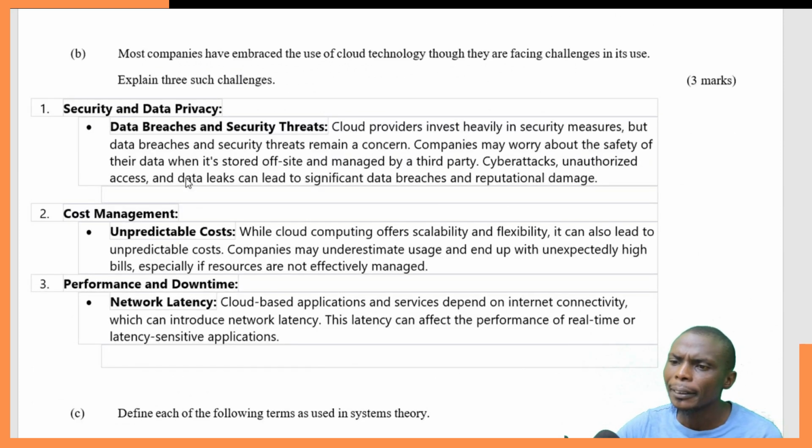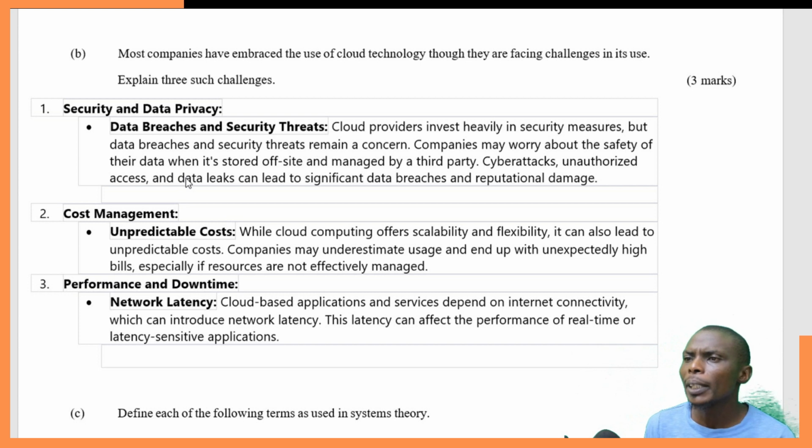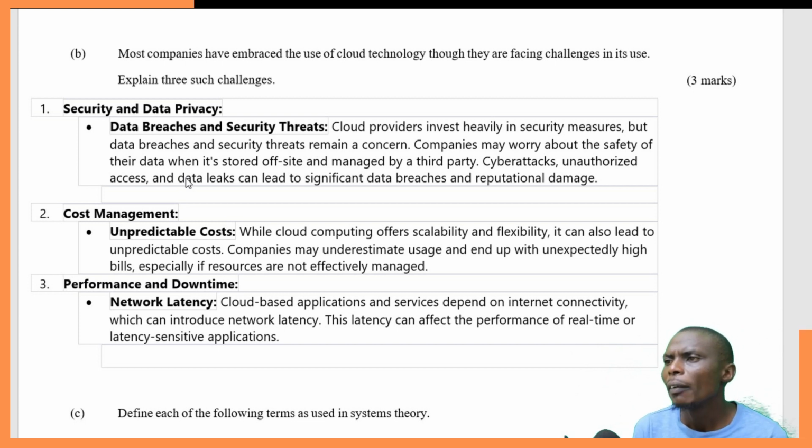Then the B part of the question says, most companies have embraced the use of cloud technology, though they are facing challenges in its use. Explain 3 such challenges. So these are the challenges that are experienced when these companies and organizations are using cloud computing.